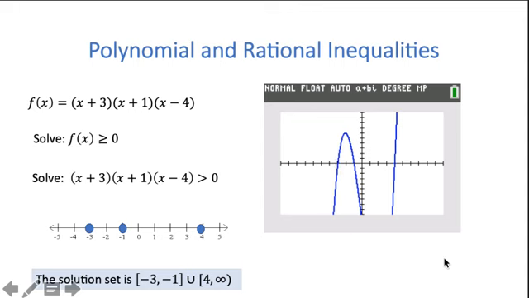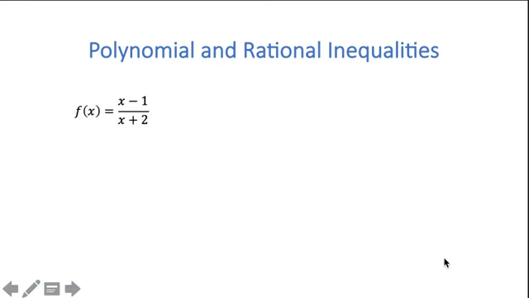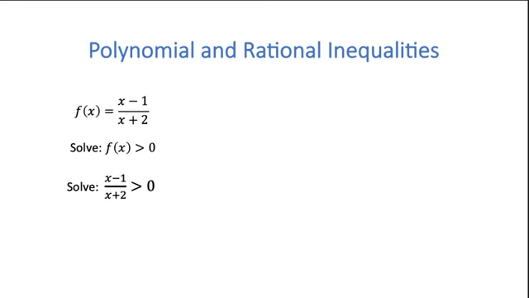Okay, let's do an inequality with a rational function in our next example. So first we have the rational function f of x equals (x minus 1) over (x plus 2). We want to know when this function is greater than 0. To solve this, we're going to have to solve the inequality (x minus 1) over (x plus 2) is greater than 0. Okay, we've got to find those critical values.